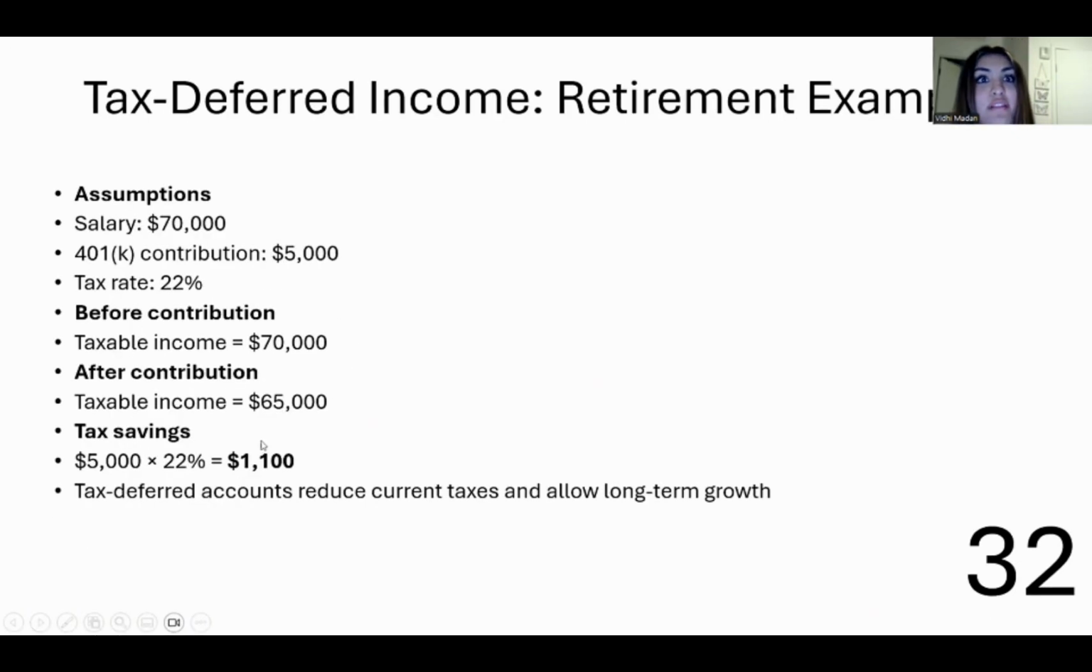Next up, the example we have is a tax-deferred income retirement example. In this example, assume an individual earns $70,000 a year and contributes $5,000 to a 401k. If their tax rate is 22%, that contribution reduces taxable income from $70,000 to $65,000. The immediate tax savings is $5,000 multiplied by 22%, which equals $1,100 saved in the current year. And although taxes will be paid later in retirement, tax deferral lowers taxes today and allows investments to grow over time.